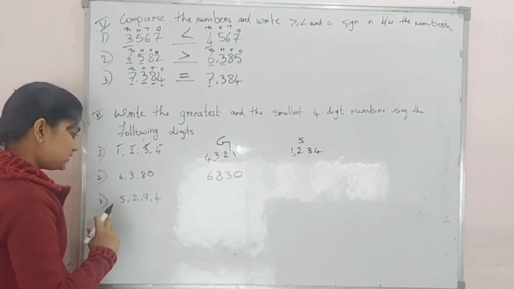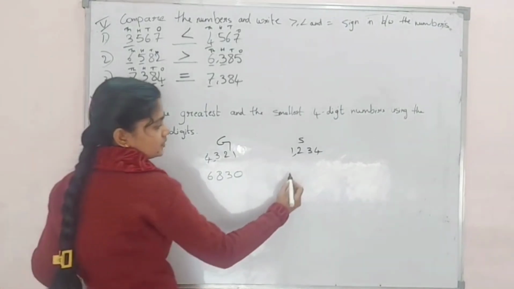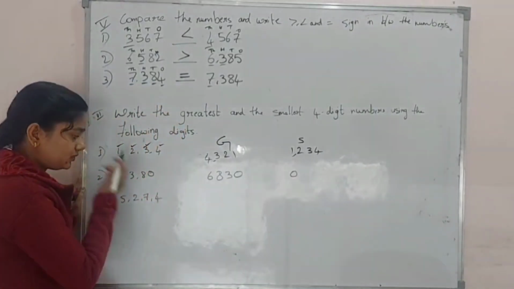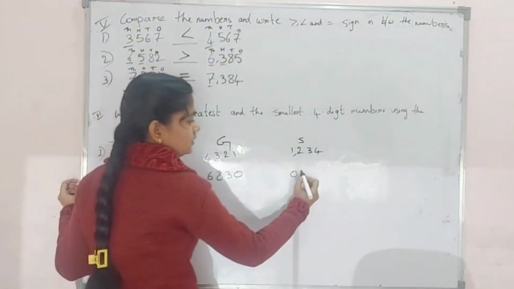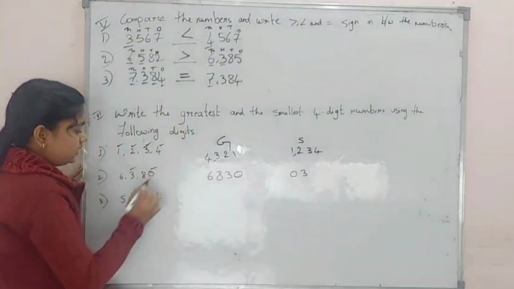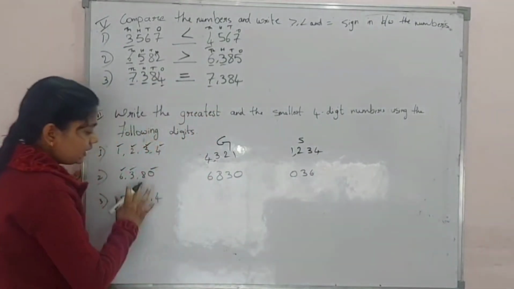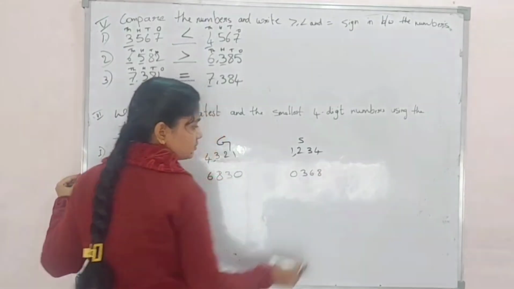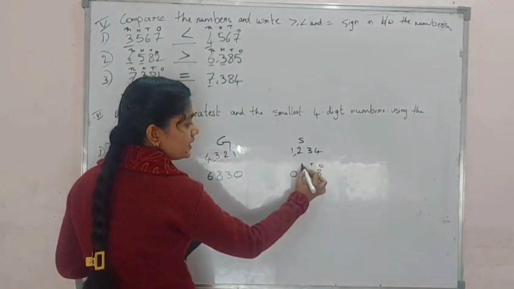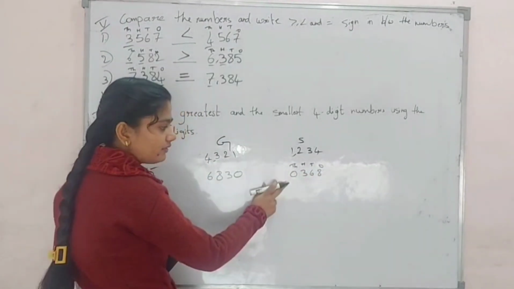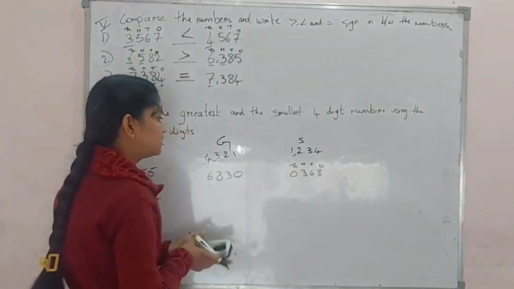Next, the smallest number. How to write it? We take the smallest digit first. Which is the smallest? 0. Next, which is the smallest in the remaining 3? 3, right? Next, which is the smallest in the remaining? 6 is the smallest. Remaining 8, I am writing. The smallest number I got is 368. See, we got 0 in the thousands place, so no need to read that. Read from here, 368. You understood?